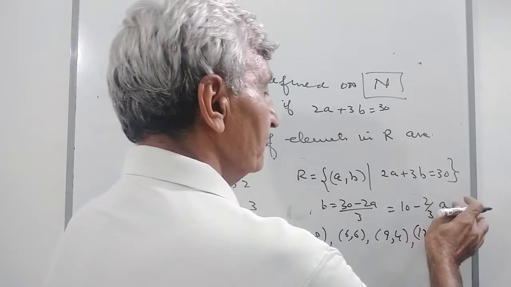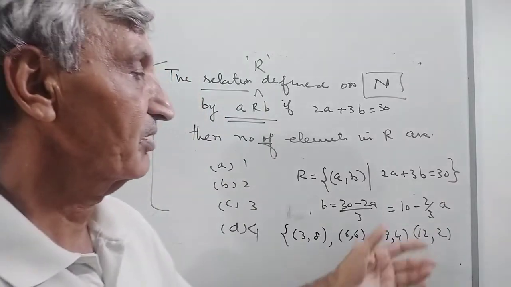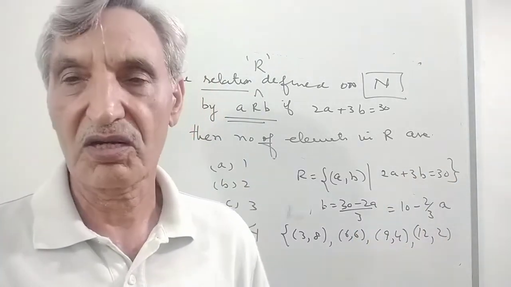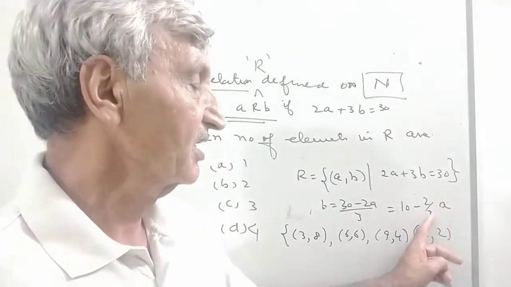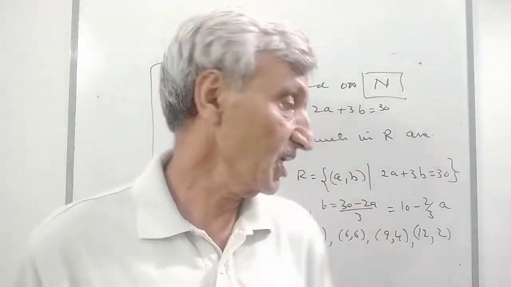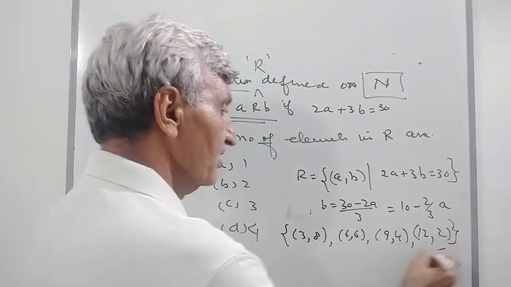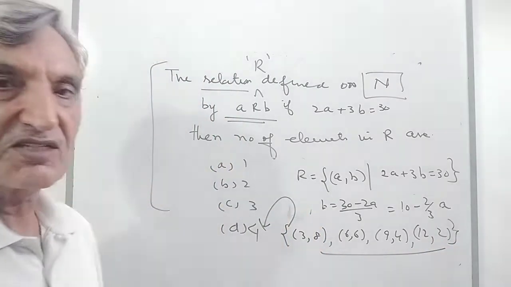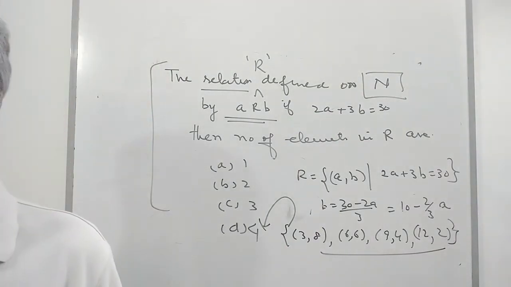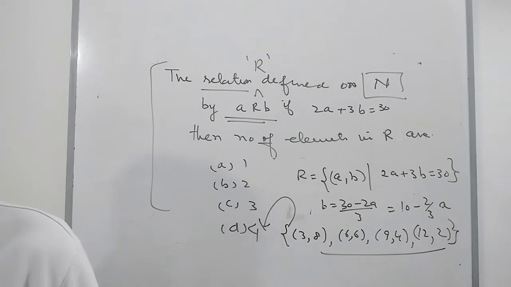I cannot put 15 here because that will be 0, not a natural number, not beyond it. If I put 15 here, 15 means 10 minus 10 is 0, and that is not the answer. So therefore, how many elements does it have? The answer is 4. R is a relation where A and B satisfy this equation.